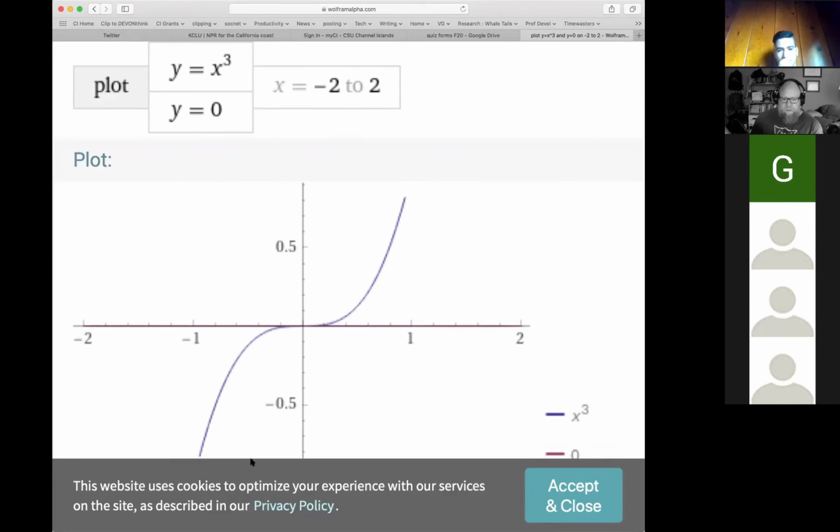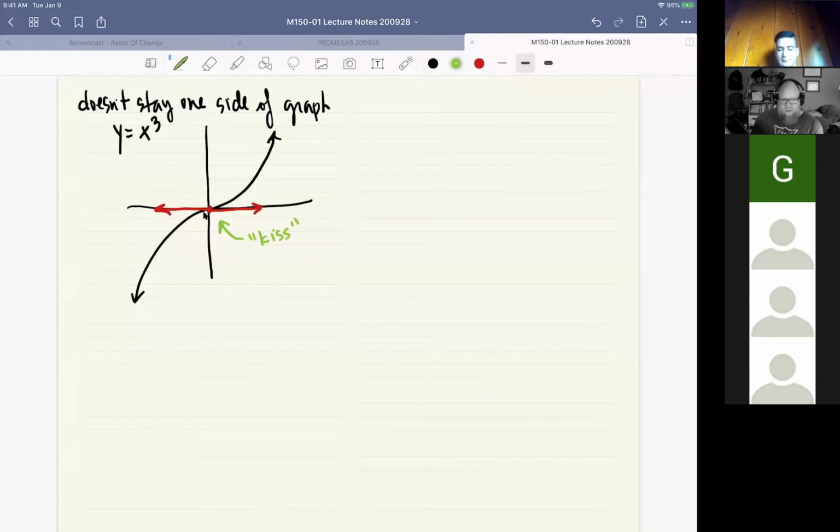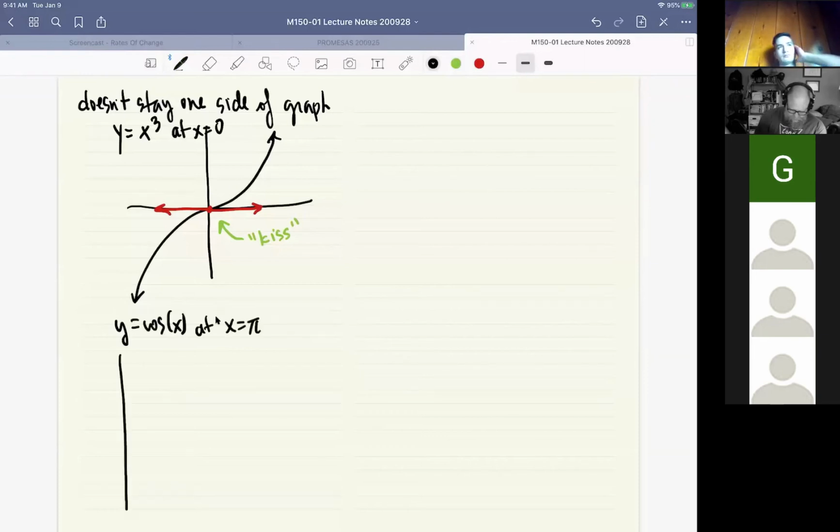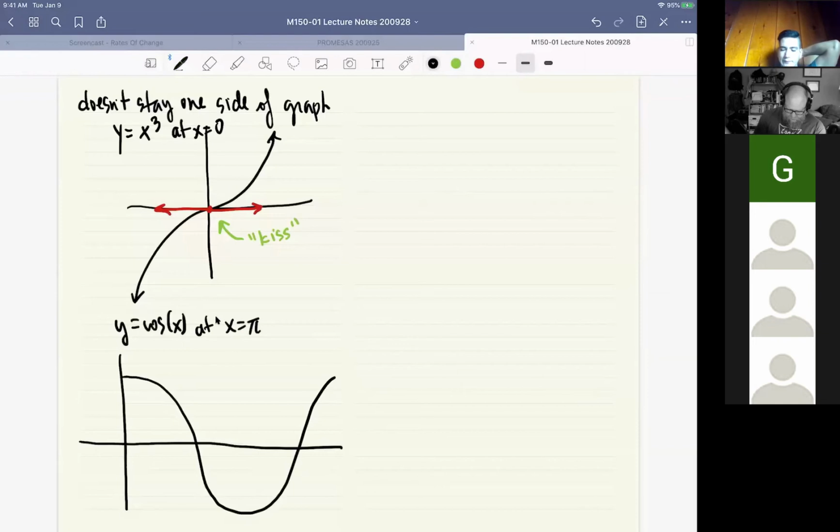So going back to my iPad. Okay, so you can see my graph of x cubed wasn't super flat, wasn't as flat as it should be around x equals 0. Another function that has this property is cosine. At x equals pi. I think that's what I want. No, not pi. Pi over 2. Is that right? Again, I didn't draw the graph really great, but the tangent line looks like that there.